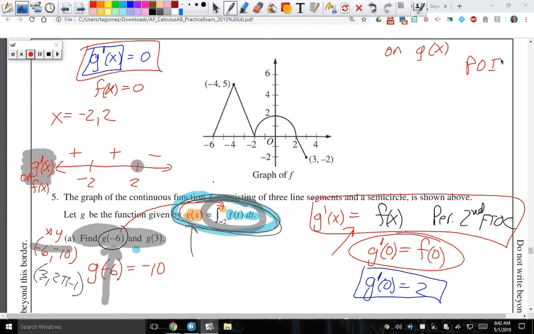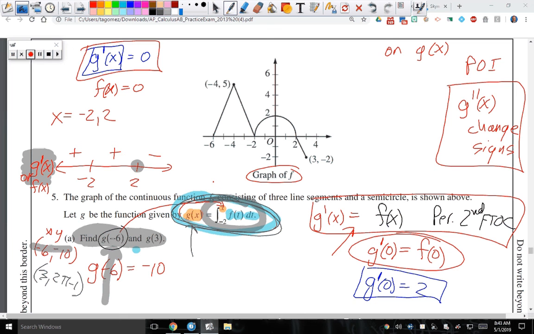When I see POIs, already I'm going to which derivative? The second. That means I need to look at where G double prime changes signs. Because if G double prime is positive, it's concave up. If G double prime is negative, it's concave down. And anytime they change signs, there's my point of inflection. Okay. Guys, do you see a G double prime graph? Nope. Can someone tell me what this is equivalent to? It's the same as, let's go back one level.